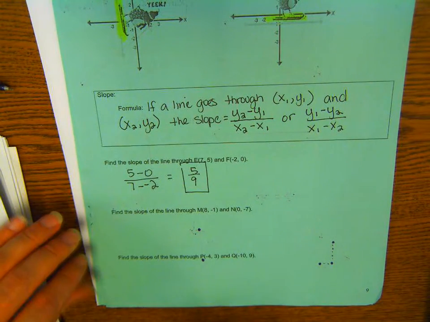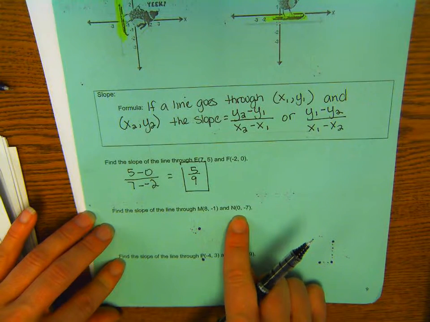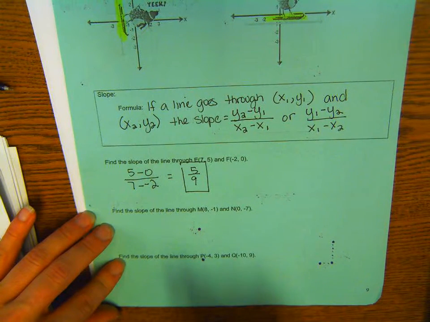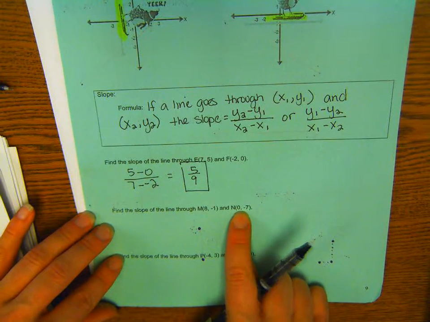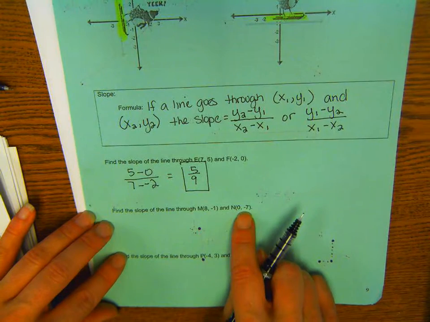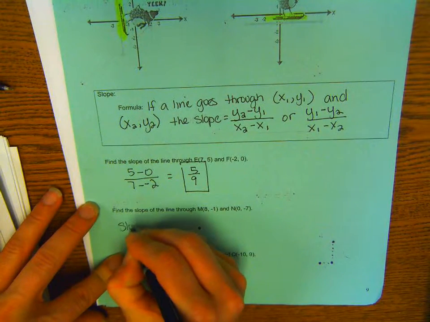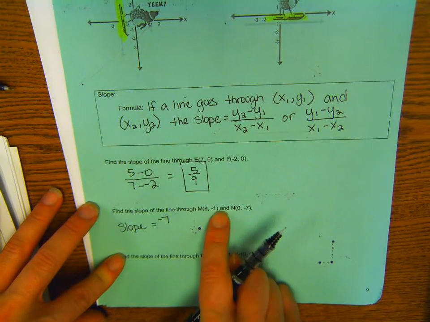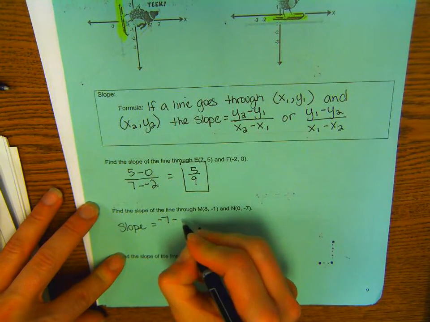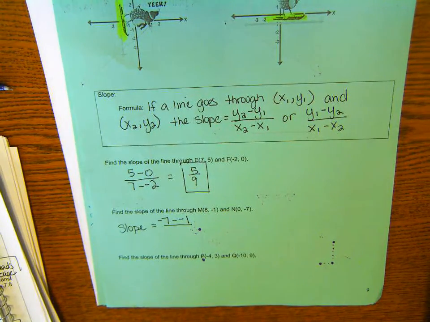Notice I did y1 minus y2 that time, okay? Just to show you you can do either way. Let's say I started at n this time. And remember, rise rhymes with y's. Okay, so what am I going to do on the top? I'll start at n just to show that I can do it that way, okay? You can do it either the first point or the second point. -7 minus -1.